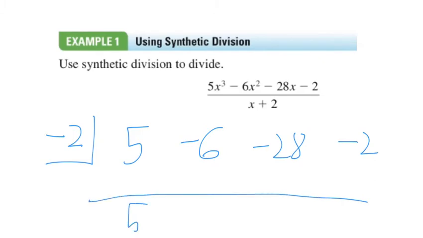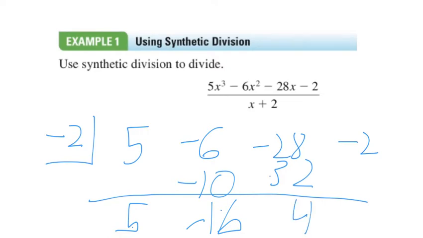Bring down the 5. 5 times our number when we solved for x, which was negative 2. 5 times negative 2 is negative 10. Negative 6 plus negative 10 is negative 16. Negative 16 times negative 2 would be positive 32. Negative 28 plus 32 is 4. 4 times negative 2 is negative 8. Negative 2 plus negative 8 is negative 10. So if we notice, we have a remainder of negative 10.